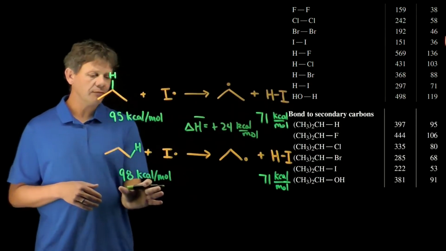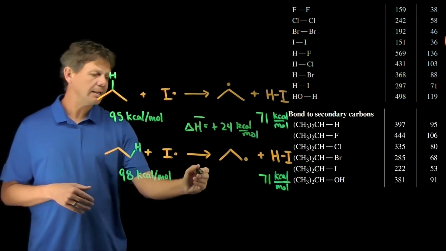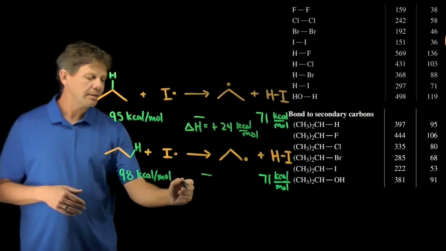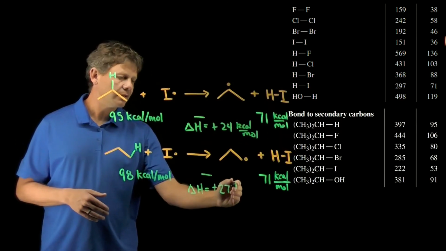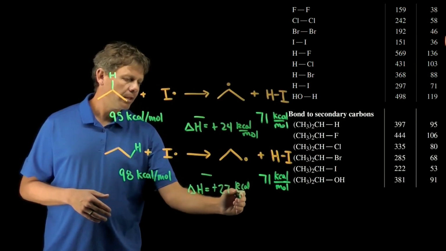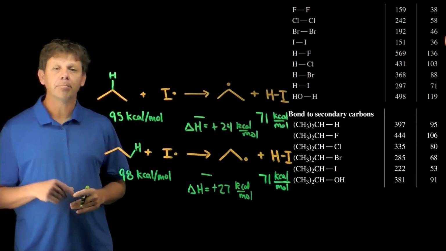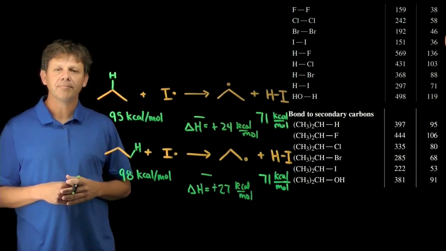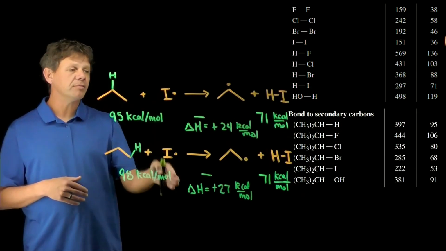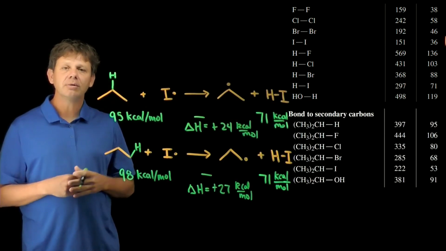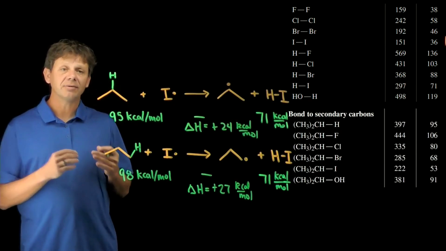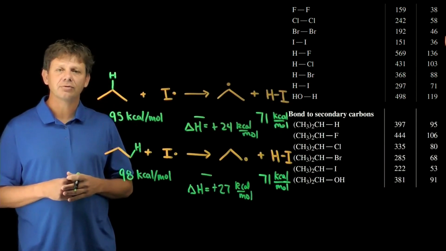Do the same thing for forming the primary radical, 98 minus 71. Delta H, for this case, is going to be plus 27 kilocalories per mole. So still uphill, but slightly more uphill. Given the fact that both of these reactions are endothermic, this reaction should be selective, as it will have a product-like transition state.